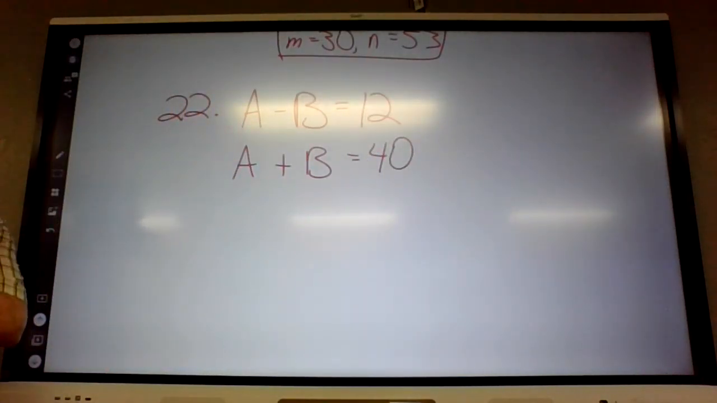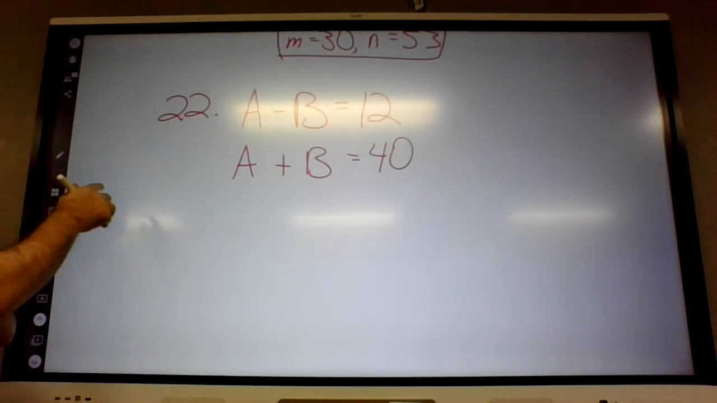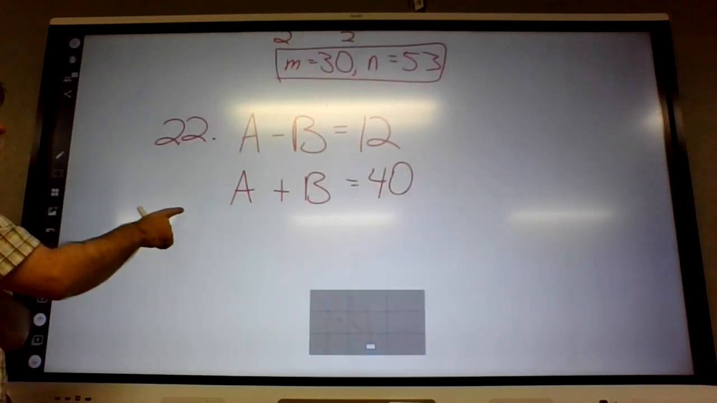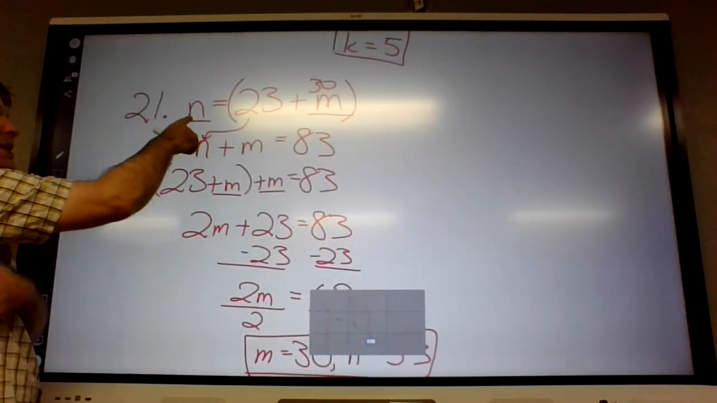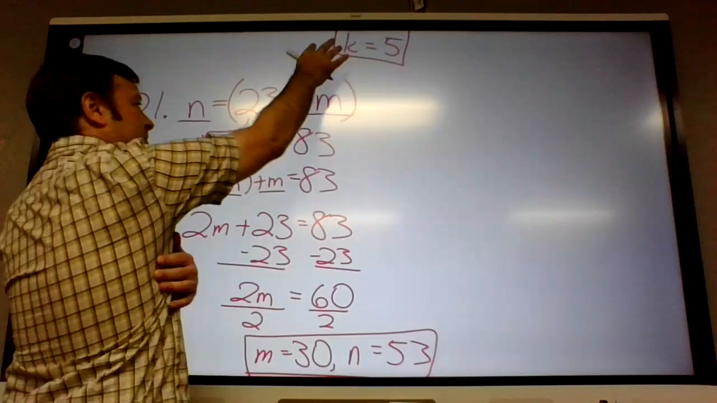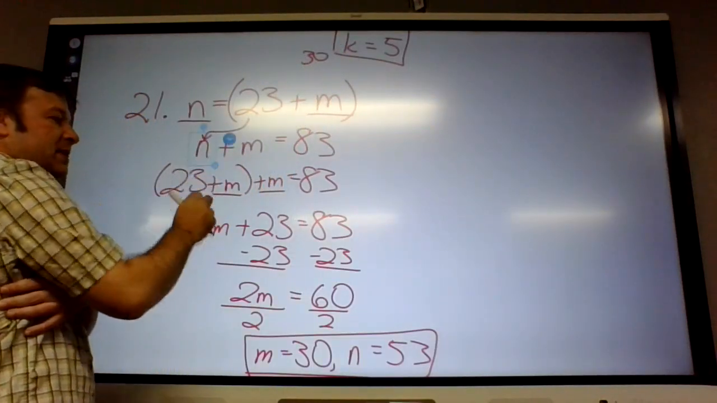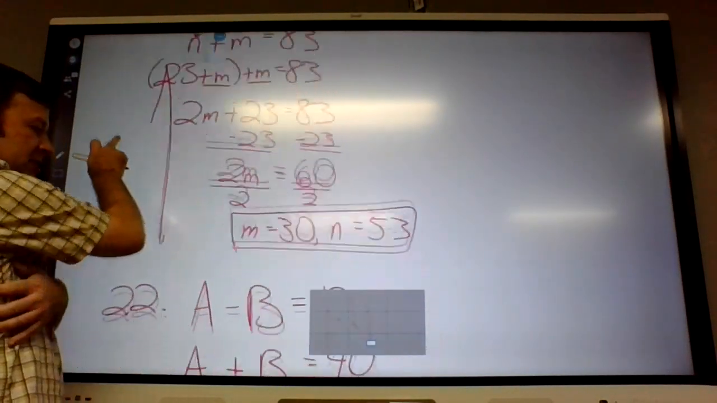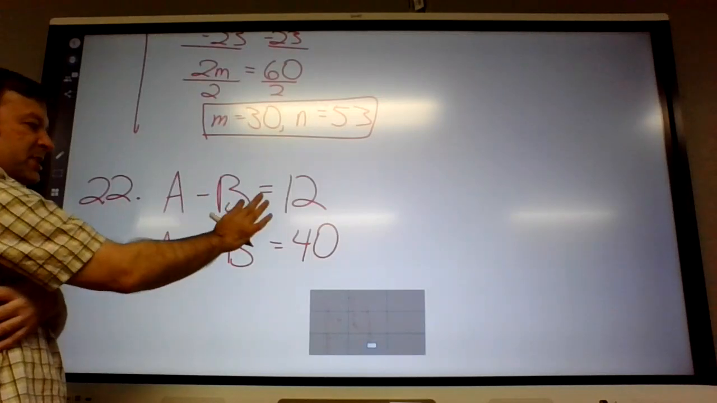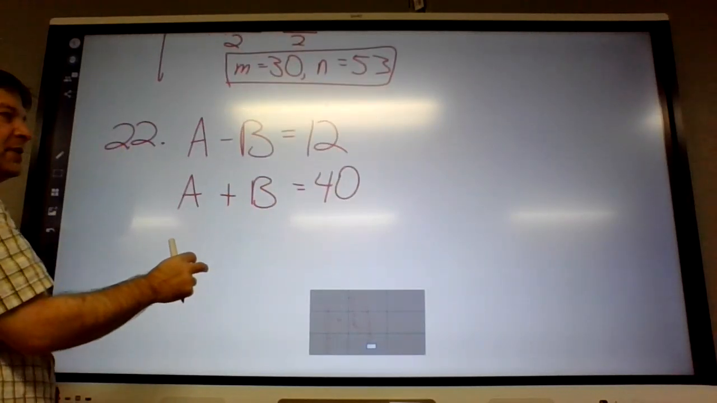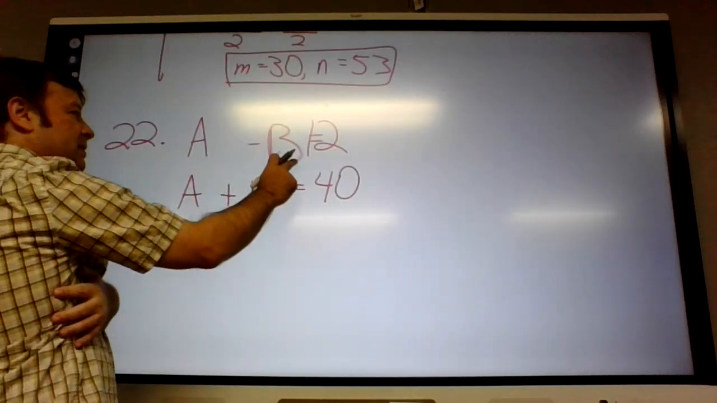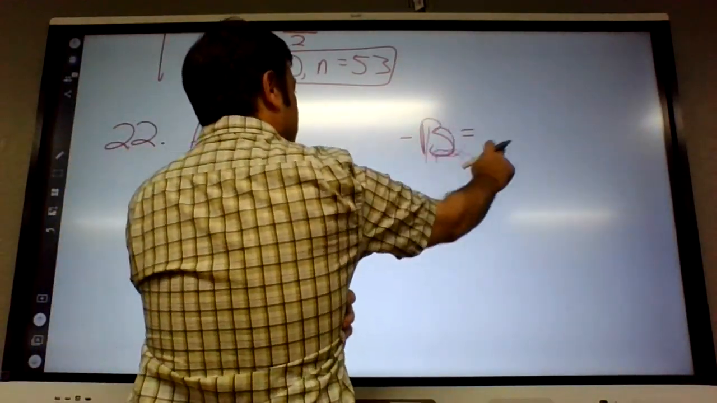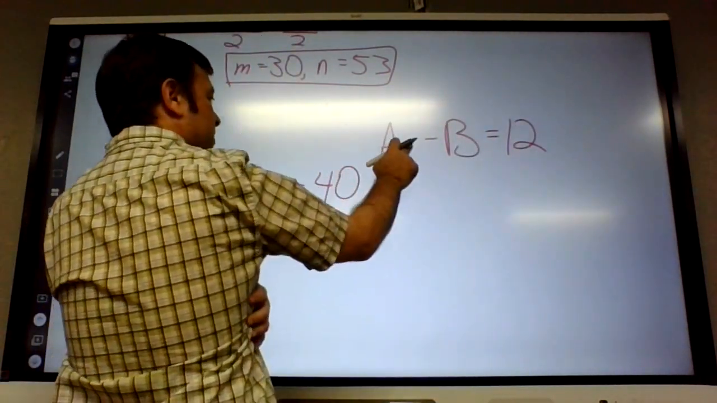Does anybody see the problem here? Why is this not working like the last one right now? Well, the last one we had an equation that said n equals blah, blah, blah. And then we could just replace n with that. This one does not say a equals or b equals. So we have nothing to replace a or b with. However, we can make it say a equals or b equals.